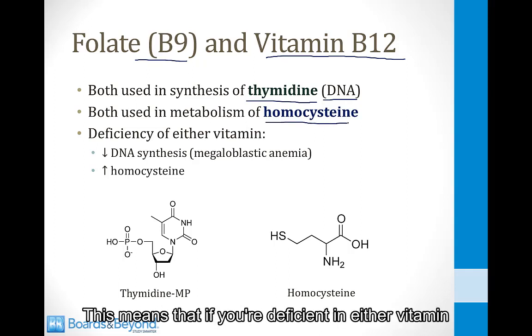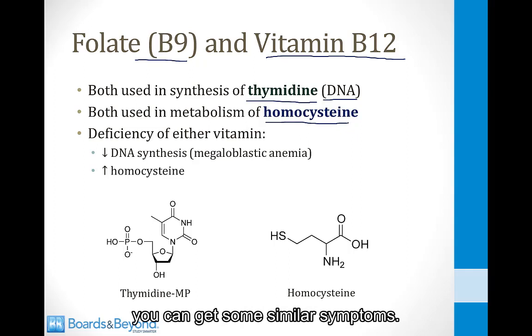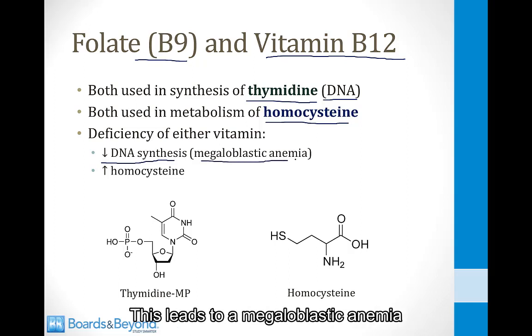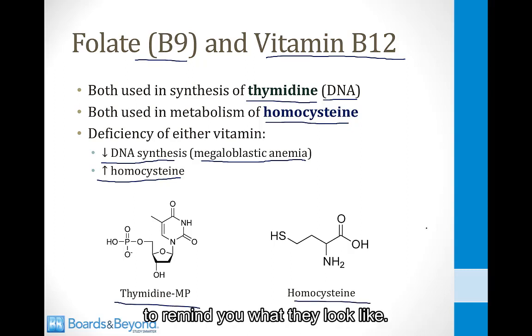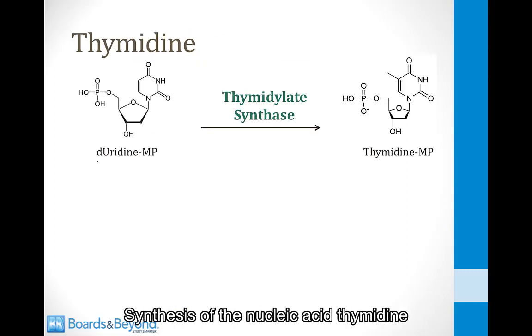This means that if you're deficient in either vitamin, you can get some similar symptoms. If you're deficient in either vitamin, you will have less DNA synthesis because you cannot form thymidine. This leads to a megaloblastic anemia, which we'll talk about in this module. And in addition, if you're deficient in either of these vitamins, you will have an increased level of homocysteine in the plasma, and that's because you cannot metabolize the amino acid homocysteine. And I've shown you on the screen here the structures of thymidine and homocysteine to remind you what they look like.